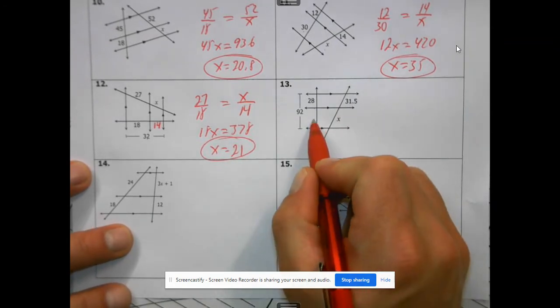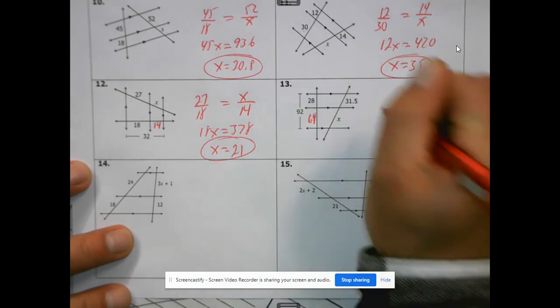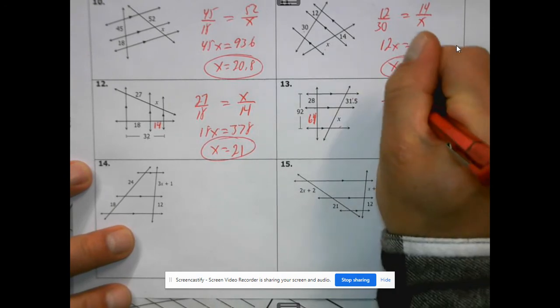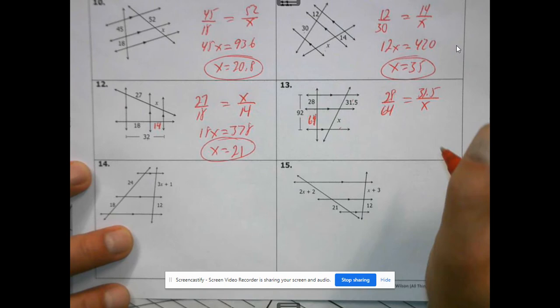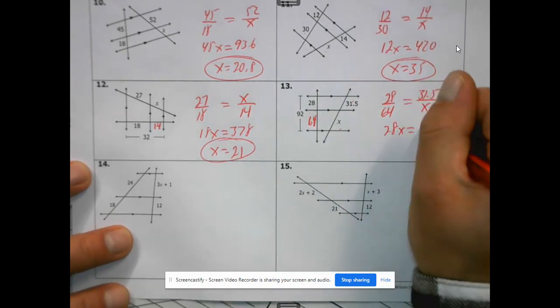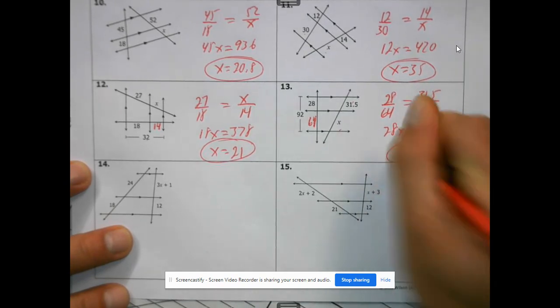13, find the missing piece. 92 minus 28 is 64. Proportion, top down, top down. 28 over 64 is 31.5 over x. Cross multiply. 28x is 2016. 28 goes in there 72 times.